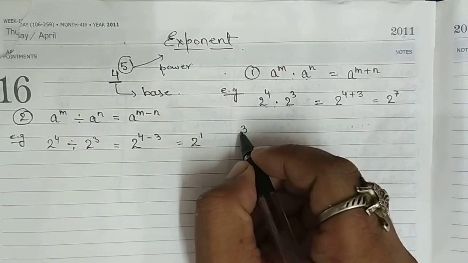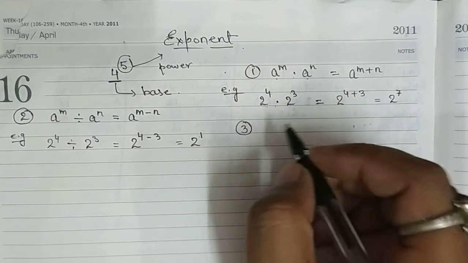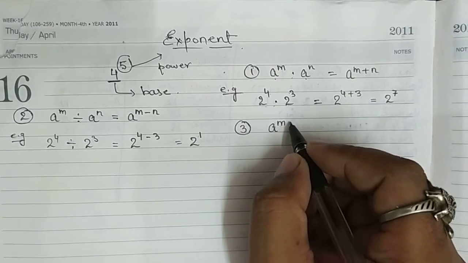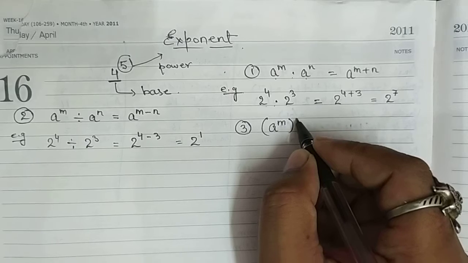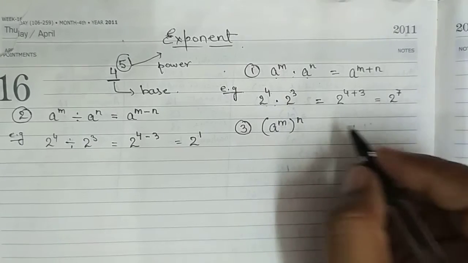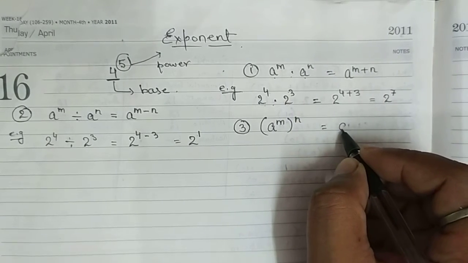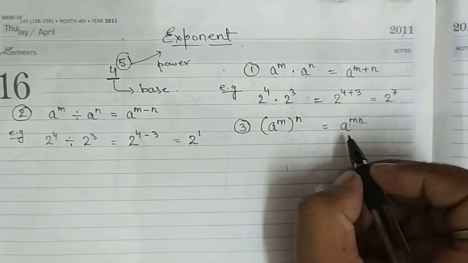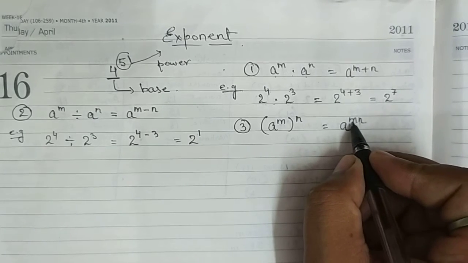Now, our third rule. a to the power m, whole bracket n. We can write it as a to the power mn. It means the powers will be multiplied.